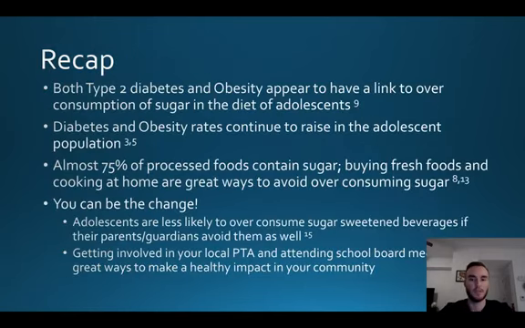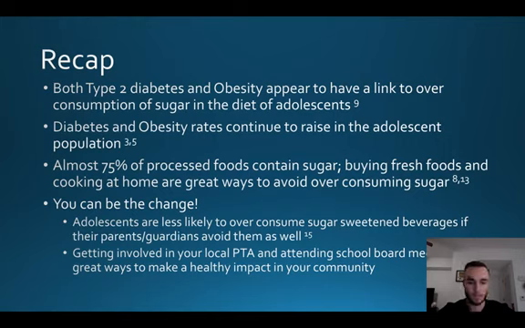All right, so at the risk of sounding like a broken record, one last slide of recap about the most important points. So first of all, both type 2 diabetes and obesity appear to have a link to overconsumption of sugar in the diet of adolescents, and diabetes and obesity rates continue to rise in the adolescent population. Again, both of these diseases are multifactorial, so sugar certainly isn't the only thing contributing to these increases, but it's certainly a good spot that's easy enough to change and to help decrease the risk of these two diseases for our kids.